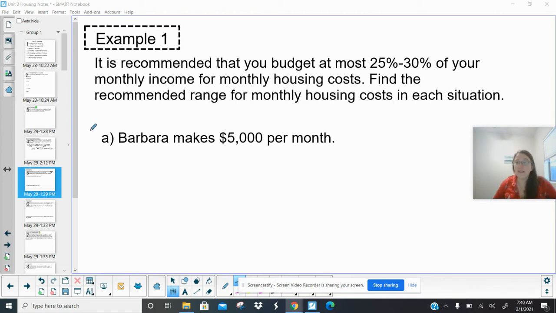So this is becoming less and less common. But back in the day when things were much more affordable and housing wasn't super expensive and wages were higher, it's recommended that you budget at most 25 to 30% of your monthly income. See what I'm doing? I'm reading the problem and I'm circling time periods. For your monthly housing costs, find the recommended range for monthly housing costs.